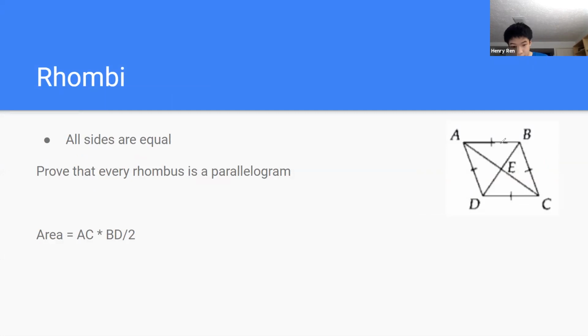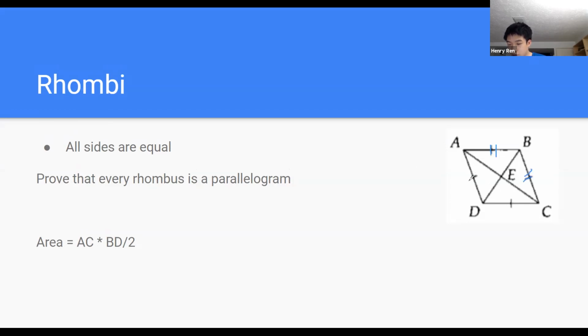Prove that every rhombus is a parallelogram. Well, we already know that in this case, all sides are equal. We just need to prove that the two sides are parallel to each other.